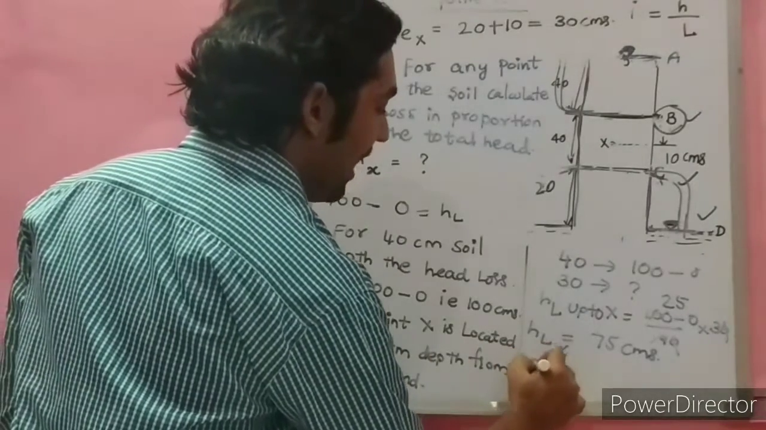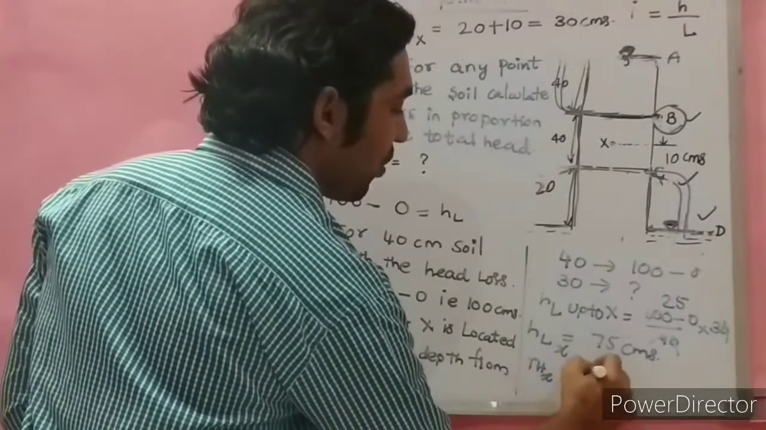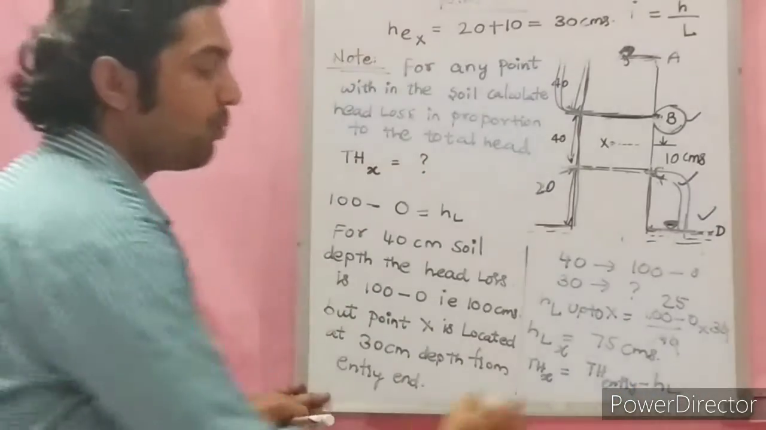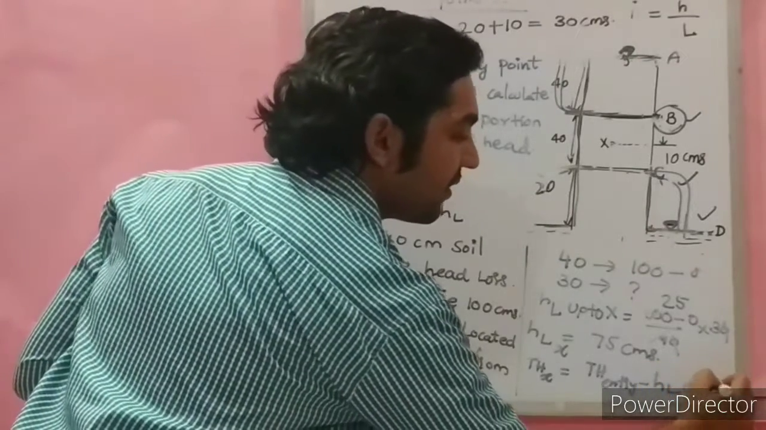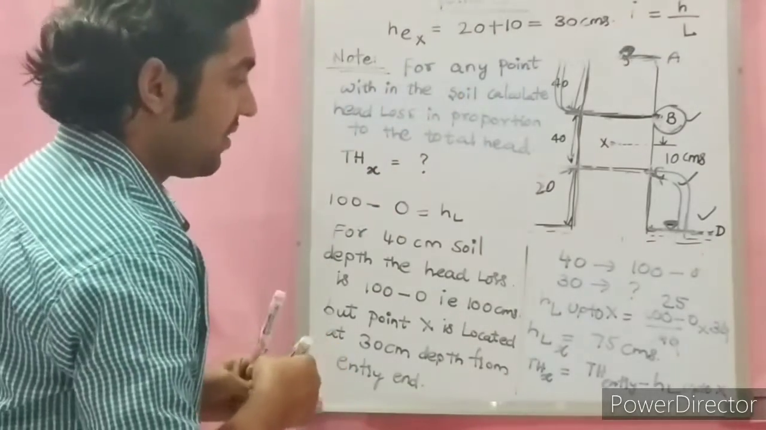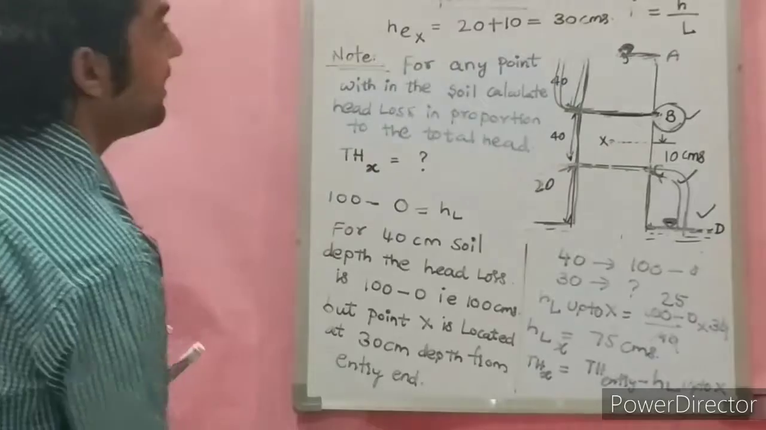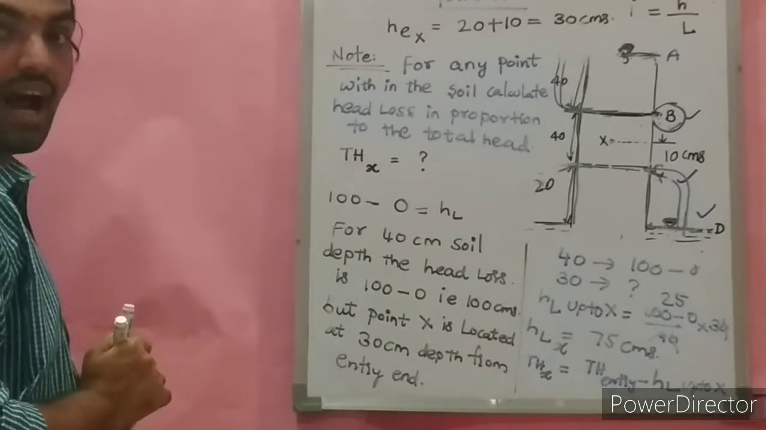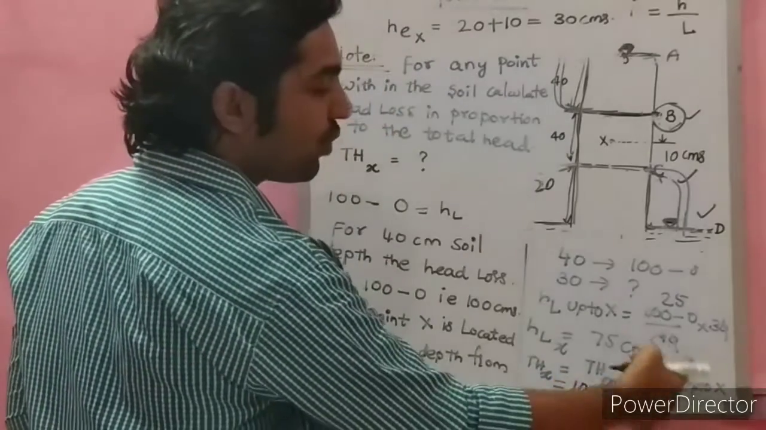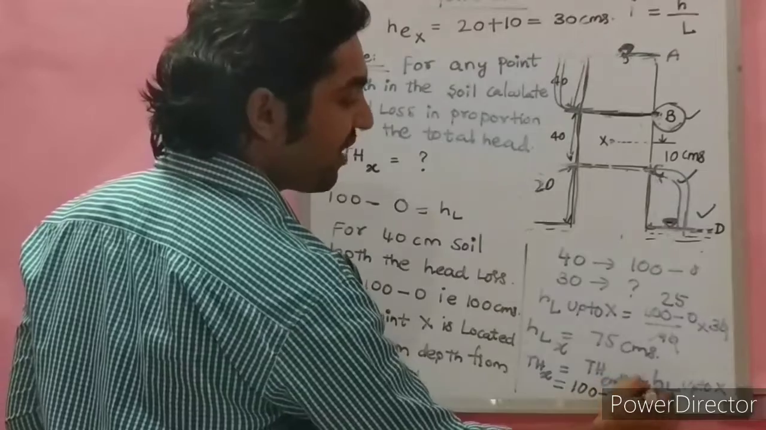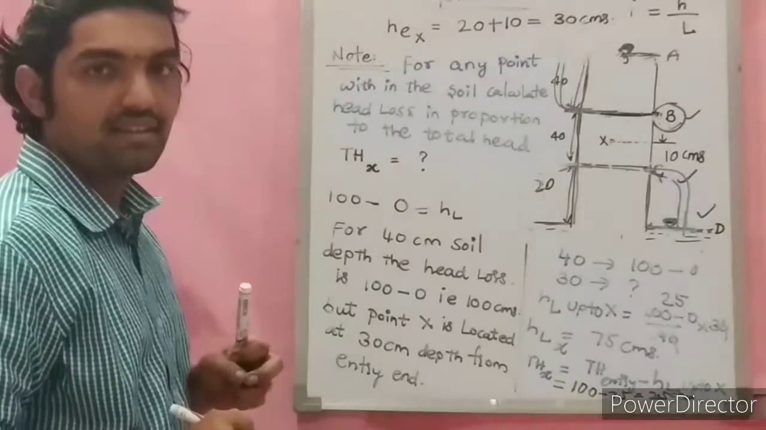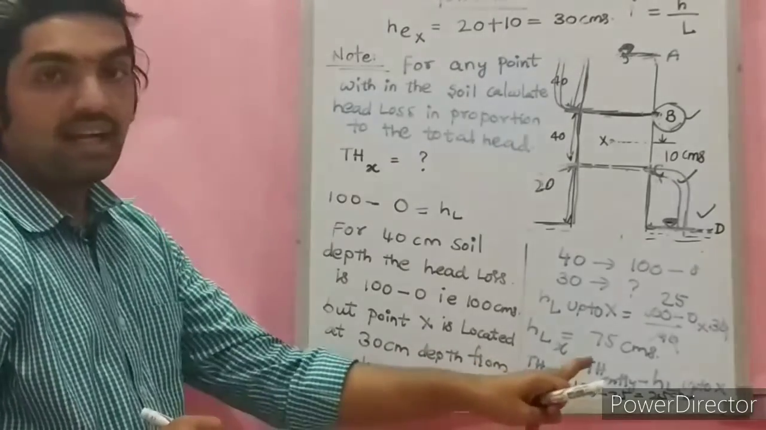Now, total head at X is equal to total head at entry minus head loss up to point X. Why? Because head loss is nothing but the difference of total heads. What is the total head at entry? 100. Minus head loss up to point X, which is 75. 100 minus 75 is 25. So this 25 centimeters is the total head at X.